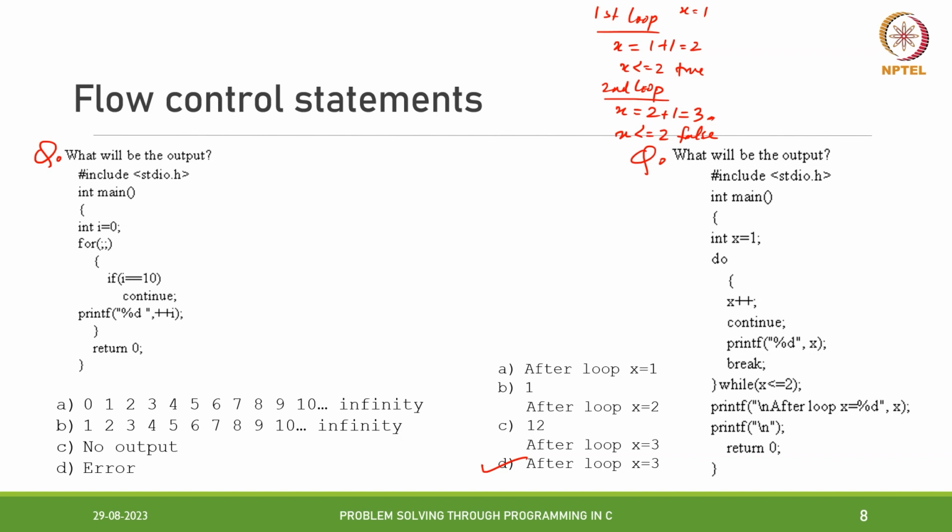Maybe option B, sir. 1, 2, 3 to infinity. Yes, option B. This is a common one, and now that is where the tricky part comes in. So this continue at 10, it will continue forever, right?